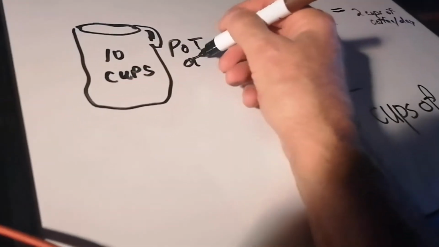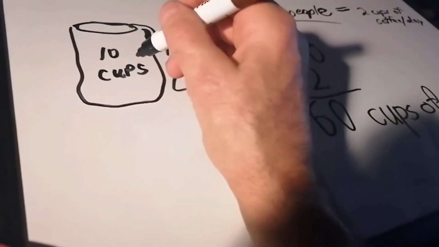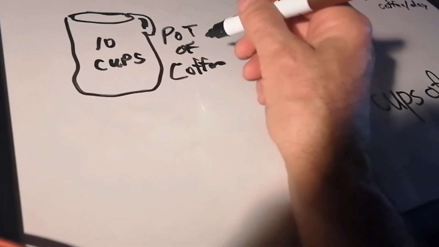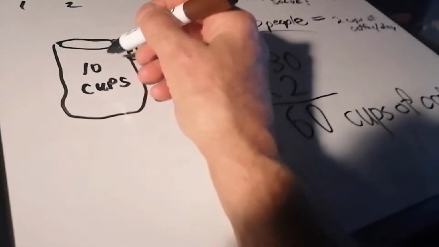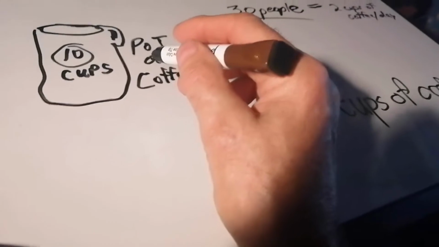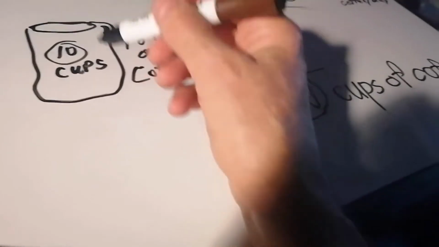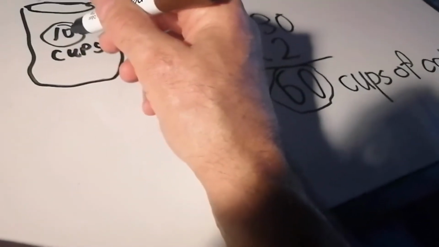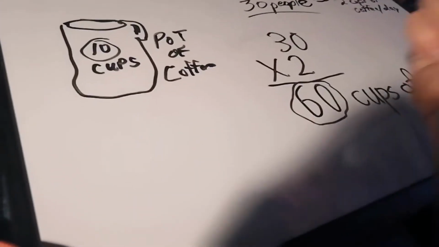Now, here's 1 pot of coffee. If 1 pot of coffee makes 10 cups and you need 60 cups, what do you do with this number and this number to find out how many pots of coffee? Do you multiply or divide? Divide, right.